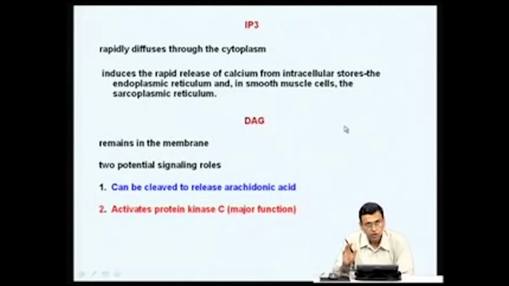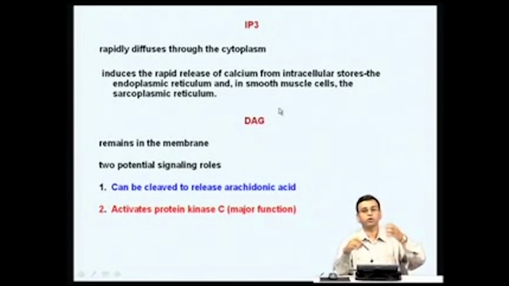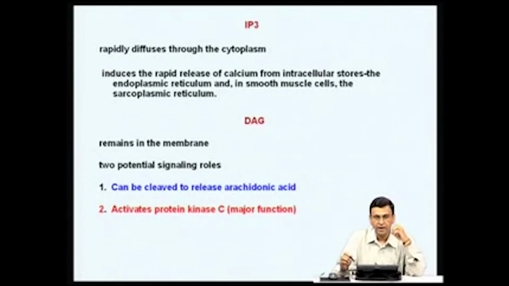So, the inositol triphosphate, which has been synthesized by the action of phospholipase C on phosphatidylinositol bisphosphate, rapidly diffuses through the cytoplasm, and its primary function is to rapidly release calcium from intracellular stores like the endoplasmic reticulum, or in smooth muscle cells, the sarcoplasmic reticulum. So, the endoplasmic reticulum, which acts as the storage of calcium, releases calcium by the action of inositol triphosphate.